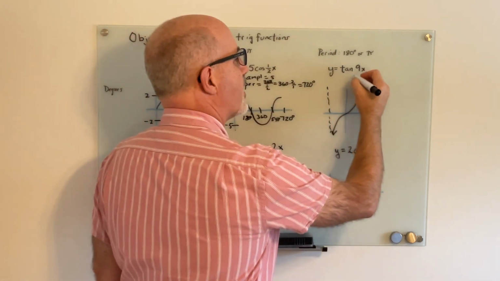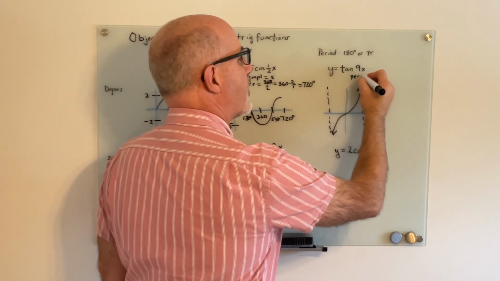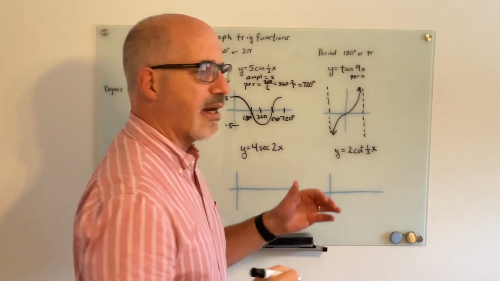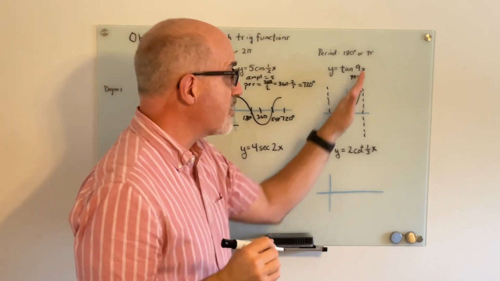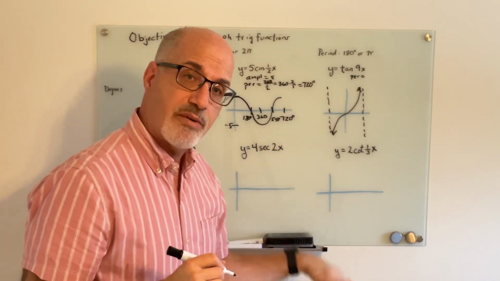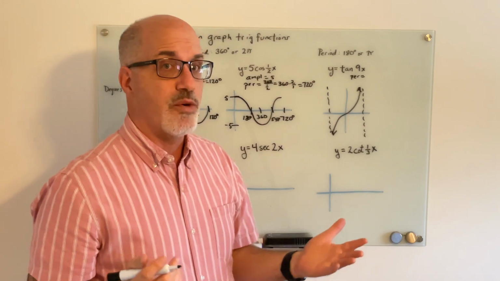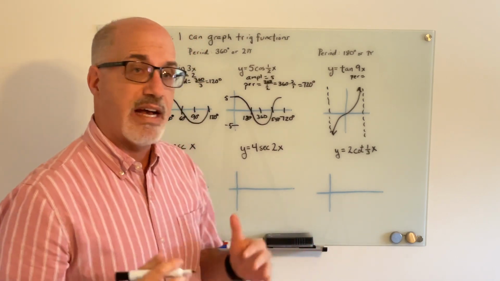Well, the period here, we don't worry about the amplitude, because if you think about it, amplitude is from the middle of the graph to the top. Since this goes off to infinity and down to -infinity, there is no amplitude. It doesn't have a value.